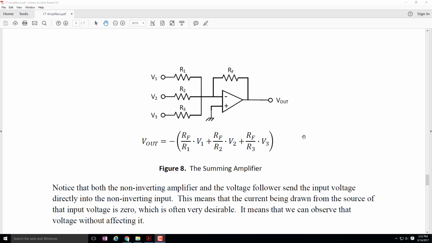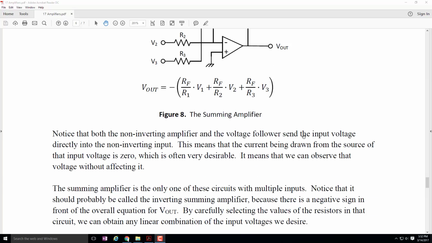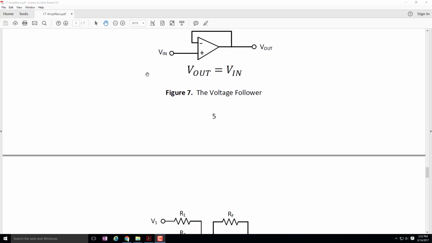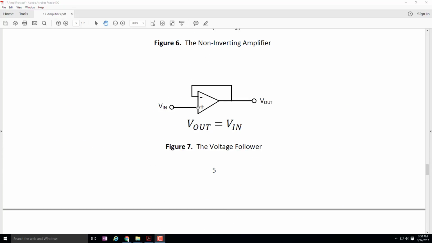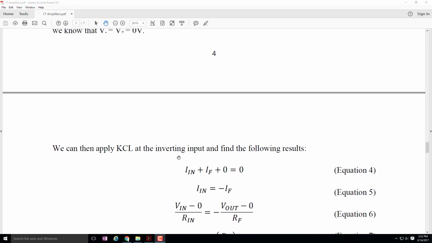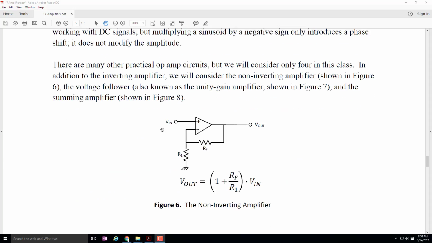We've derived the relationship for the inverting amplifier, and in the example problem you're about to do, you'll derive the other 3 as well. So both the non-inverting amplifier and the voltage follower send the voltage directly into the non-inverting input. Let's go back up and see that again. We're sending this directly into the non-inverting input, and here we're sending this directly into the non-inverting input. So both of those will draw no current from whatever it is that they're sensing, whereas if I go back up here to the inverting amplifier, it can be drawing current. There can be current coming through here, and I don't really know whether or not that's going to be changing what's going on in the original circuit that I'm sensing.